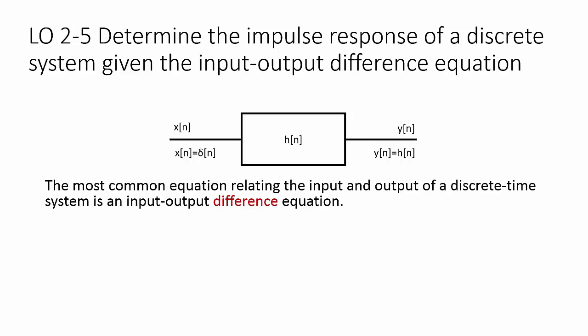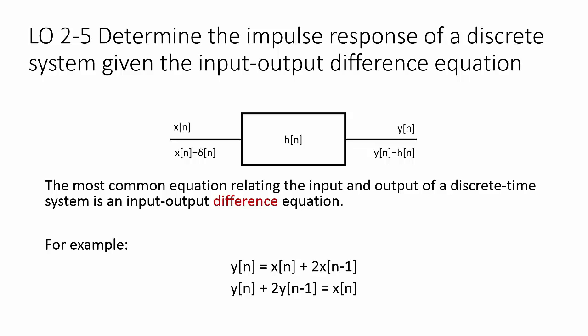The most common equation relating the input and the output of a discrete time system is an input-output difference equation. You saw these in Chapter 1. An example would be y of n equals x of n plus 2x of n minus 1. And here's another example. y of n plus 2y of n minus 1 equals x of n.